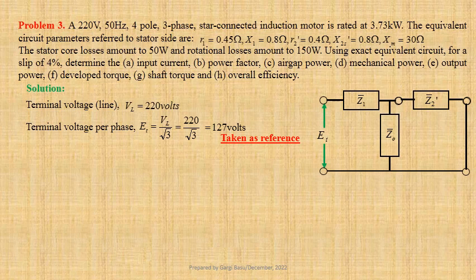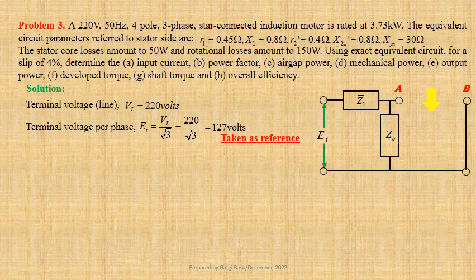Now we shall learn how to determine equivalent rotor current per phase I2' using Thevenin's theorem. For this purpose, we shall remove the load, that is the equivalent rotor impedance per phase Z2' from this circuit. Now the open circuit voltage as seen from terminals A and B gives us Thevenin's voltage.